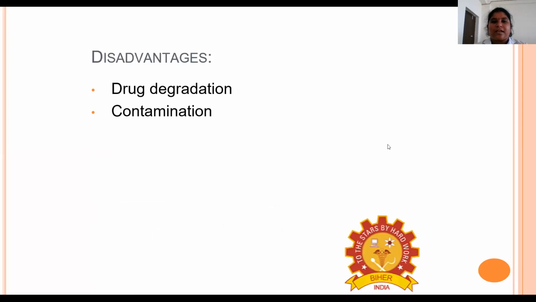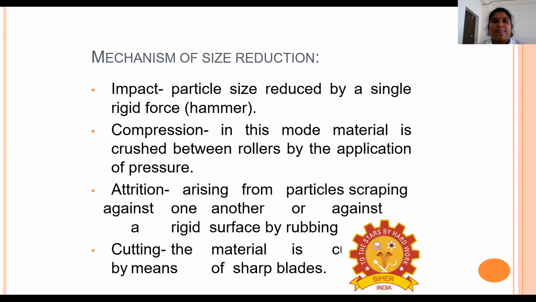Next one is the disadvantages. So what are the disadvantages of size reduction? Drug degradation and contamination. Because of the new surface area that is produced, the drug whose size we have reduced will easily get degraded. And also, because of the new surface area produced, it will easily get contaminated. And then the mechanisms of size reduction.